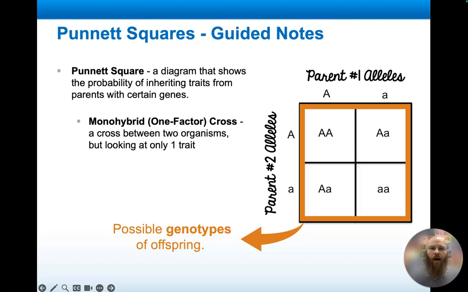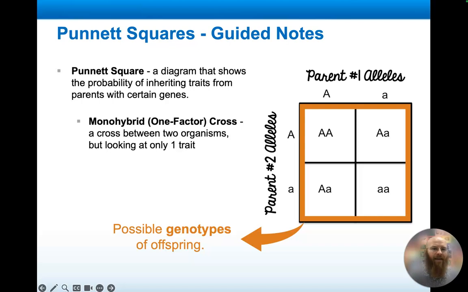Whenever I have a Punnett square and it's represented here with 4 boxes, I'm going to call this a monohybrid or one-factor cross. Mono referring to one, hybrid meaning that I'm taking parents that are different to create hybrid offspring, or one factor meaning that I'm only looking at the potential outcomes for one specific trait. Okay, so this is a one factor or monohybrid cross between 2 organisms, still just looking at one trait.